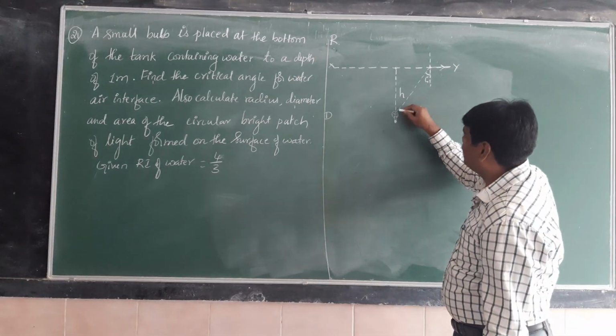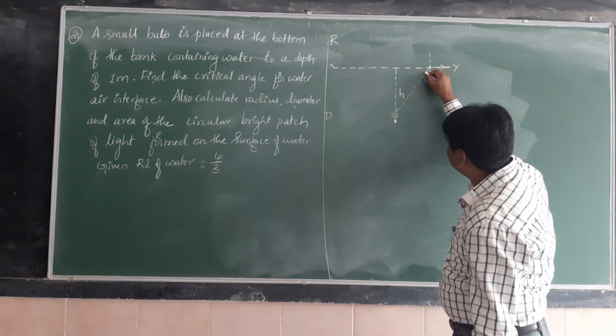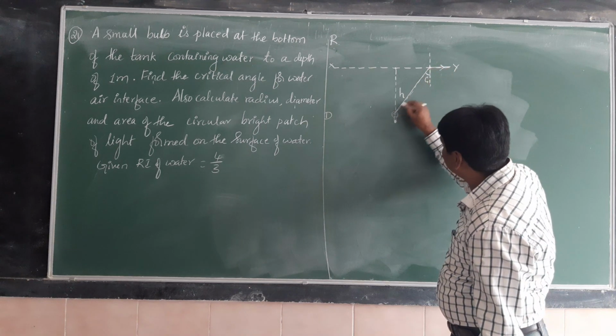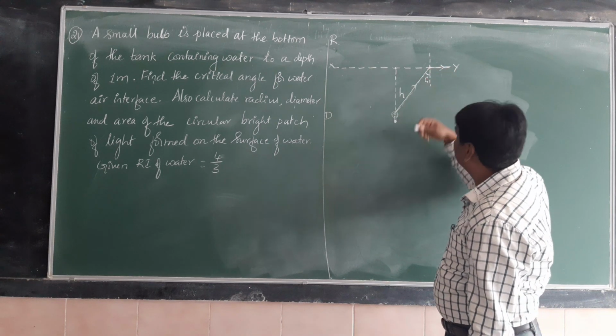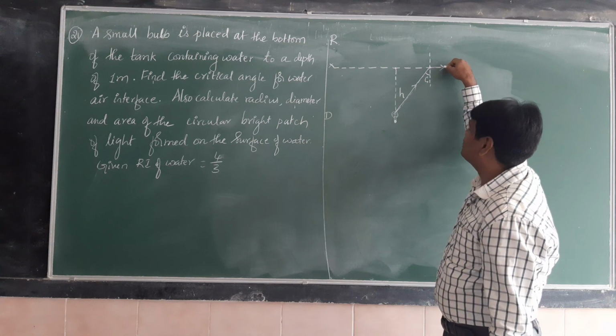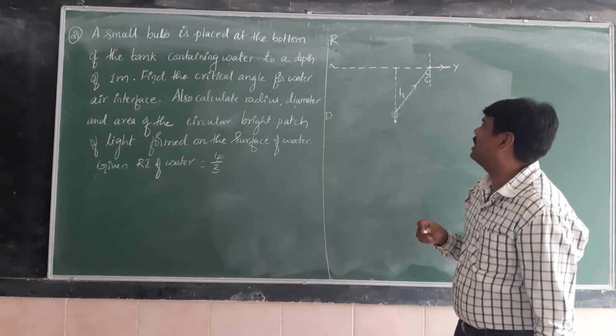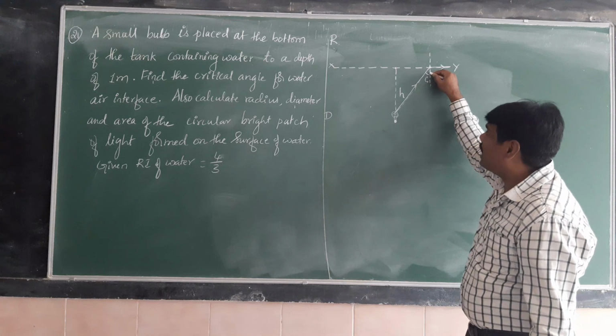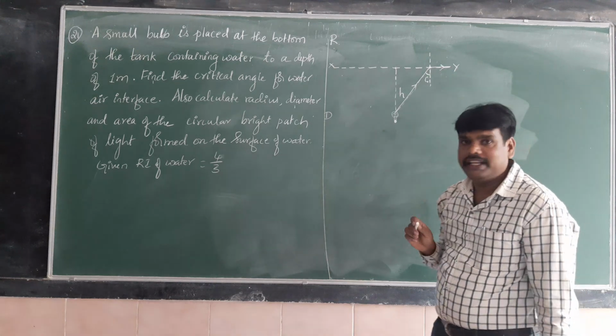So this is the incident ray. I will consider this as the incident ray. And this is the refracted ray, which just grazes the surface between the two media. This particular angle of incidence is called the critical angle.